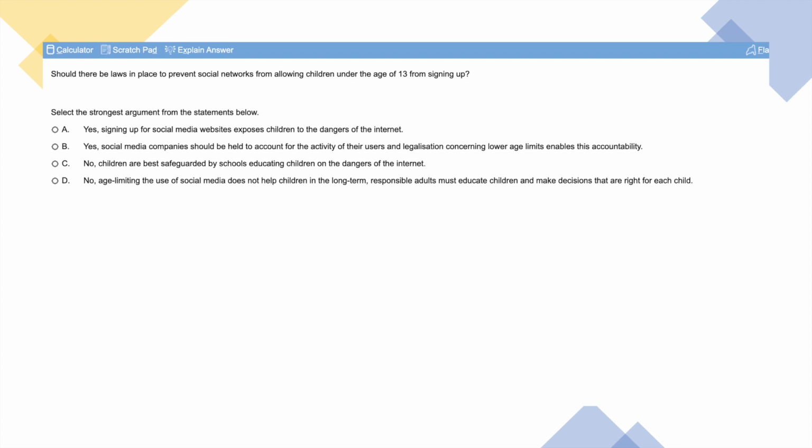Okay, so we've come across questions like this before in decision making. As well as that, we've come across questions like this in verbal reasoning. So how are we going to go about this? Now, the question's asking us whether there should be laws in place to prevent social networks from allowing children under the age of 13 from signing up.